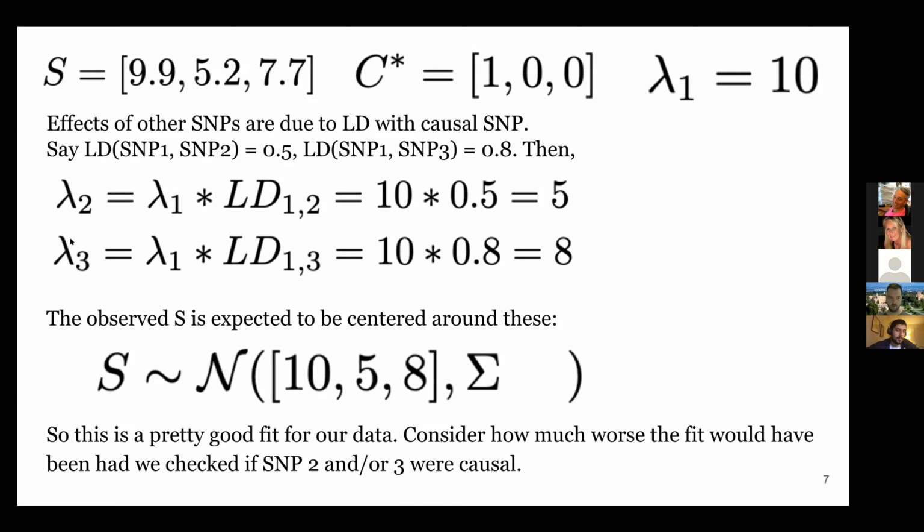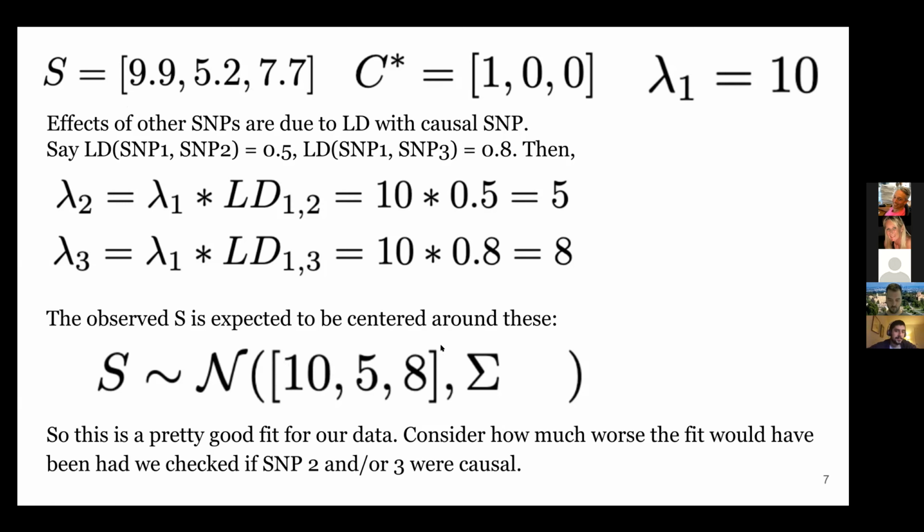And likewise, the effect size for SNP3 will be the effect size of SNP1 times the LD between SNPs 1 and 3, so 10 times 0.8 is 8. And then we observe the observed association statistics S, which are expected to be centered around these effect sizes with some covariance. And basically, in this toy example, we can see that this causal status vector is a good fit to our data. Our statistics are assumed to be centered around 10, 5, 8 in this multivariate normal distribution. And in reality, they're 9.9, 5.2, 7.7. So it's a pretty good fit for the data.